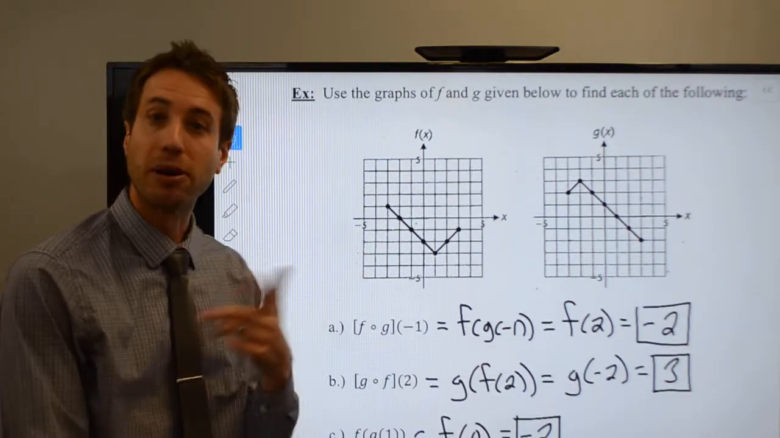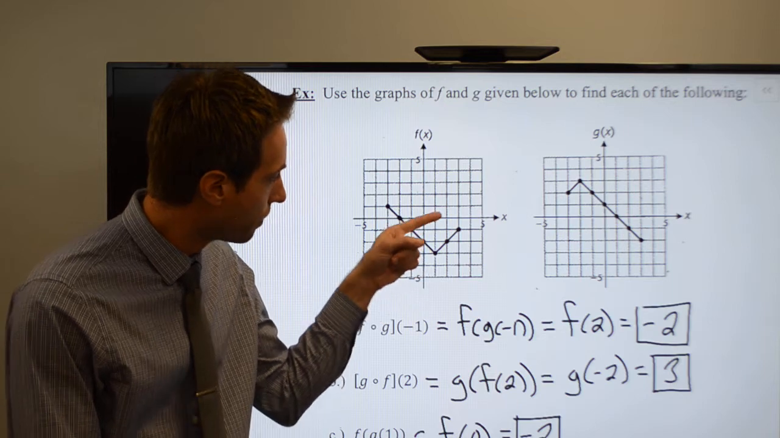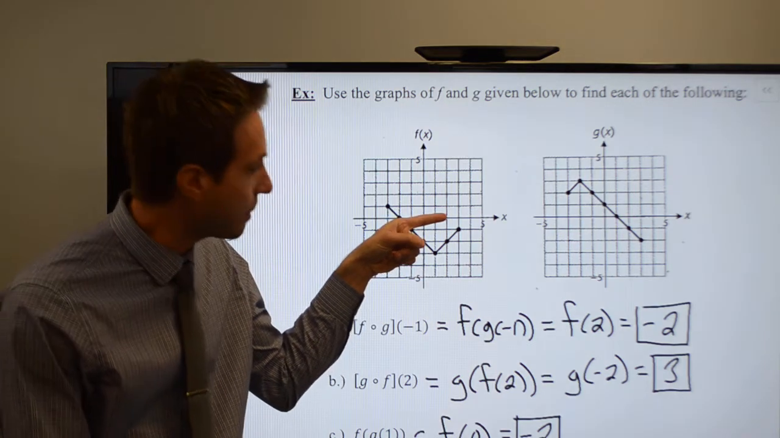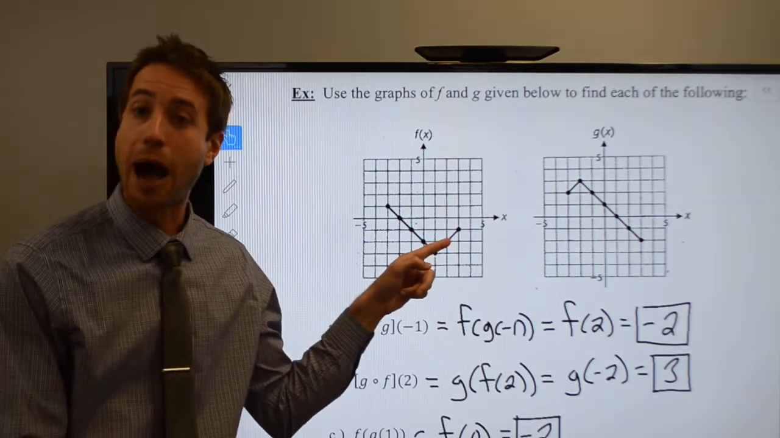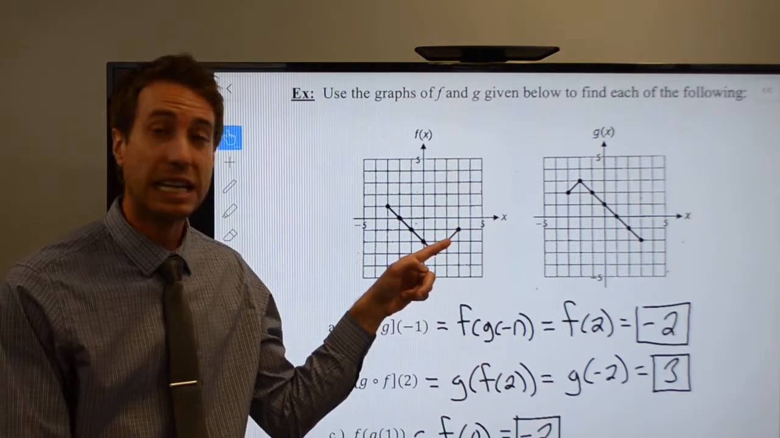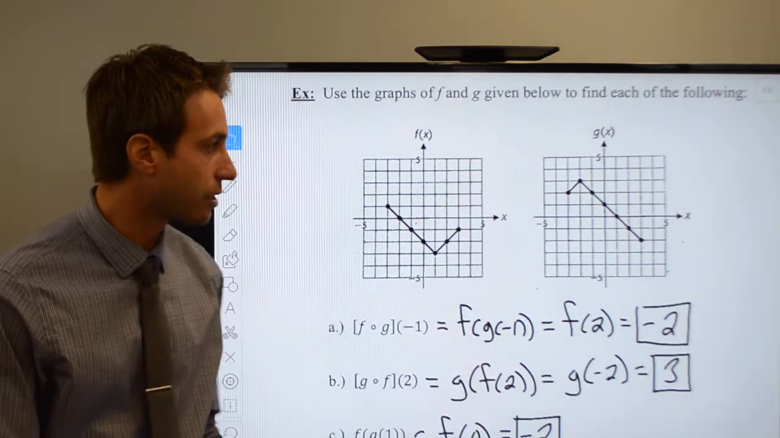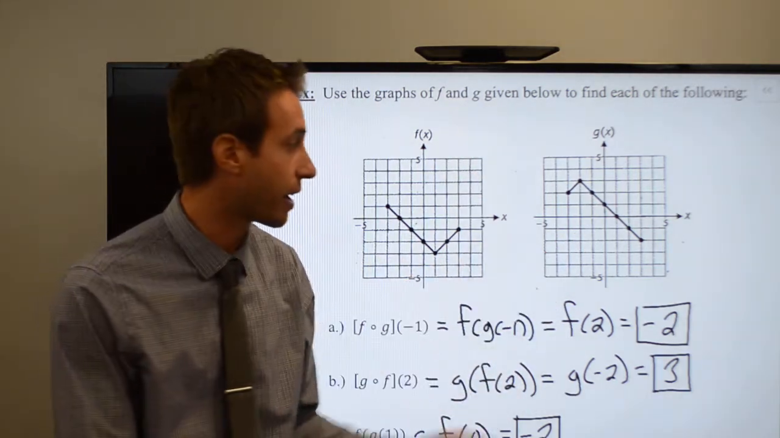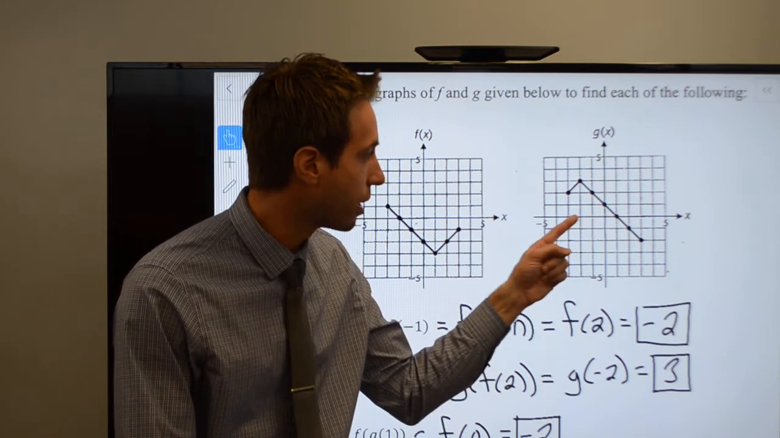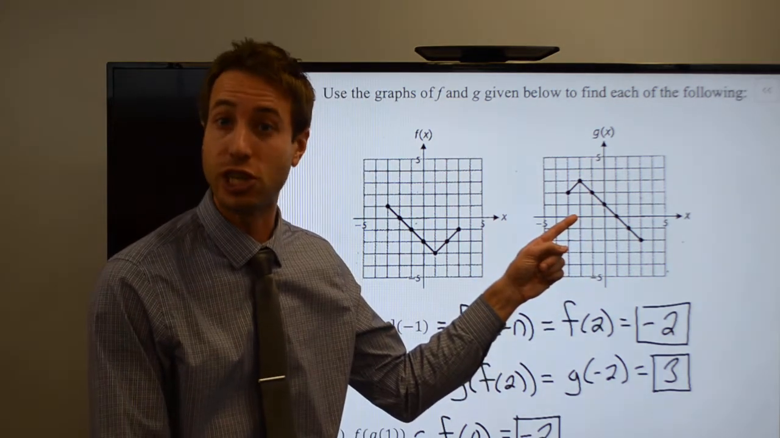We're going to plug a 2 into f. Here's f. Plug in a +2. 1, 2. What does f give me back? F gives me back a -2. I'm now going to plug that -2 into g. So I come over here to g and I need to find -2. My domain value, the x value, -2. What does g give me back?